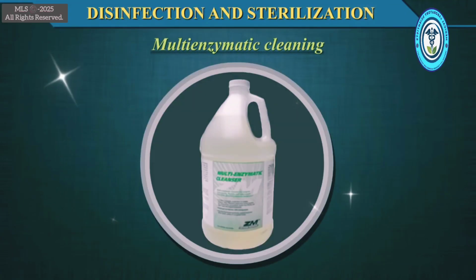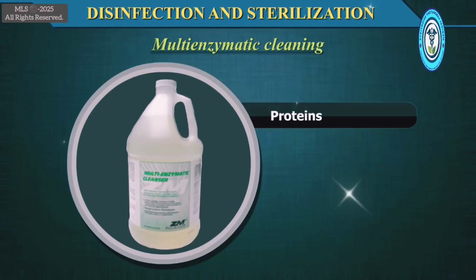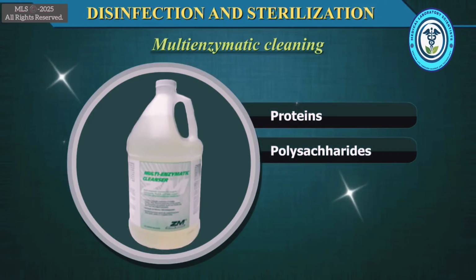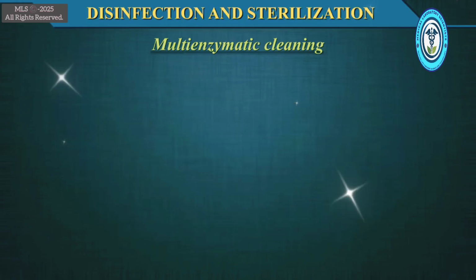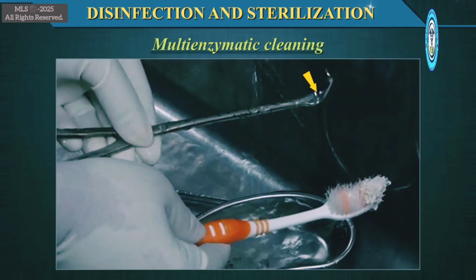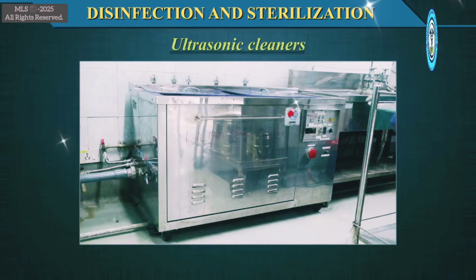Multi-enzymatic cleaning. They are better than single enzyme cleaners as they contain multiple enzymes which digest proteins, polysaccharides, mucopolysaccharides, and lipids. It is thus effective in removing traces of biomaterial sticking to the instruments and may even be used in ultrasonic baths. Ultrasonic cleaners and automated washers are recommended for cleaning basic instruments that can withstand this process.